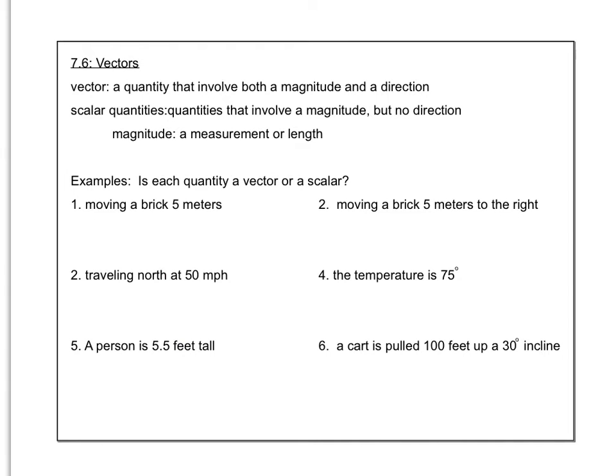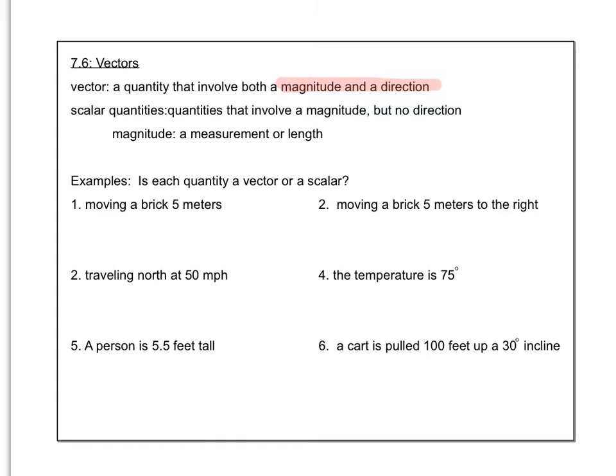So that clip was just to show you what a vector is. Hopefully you caught on. He said it twice. A vector is a quantity that involves both magnitude and direction. A scalar quantity, on the other hand, is a quantity that involves a magnitude but does not have a direction. And magnitude just means a measurement or length, that they're giving you some kind of distance or something of that nature that tells you how long the vector is going for.